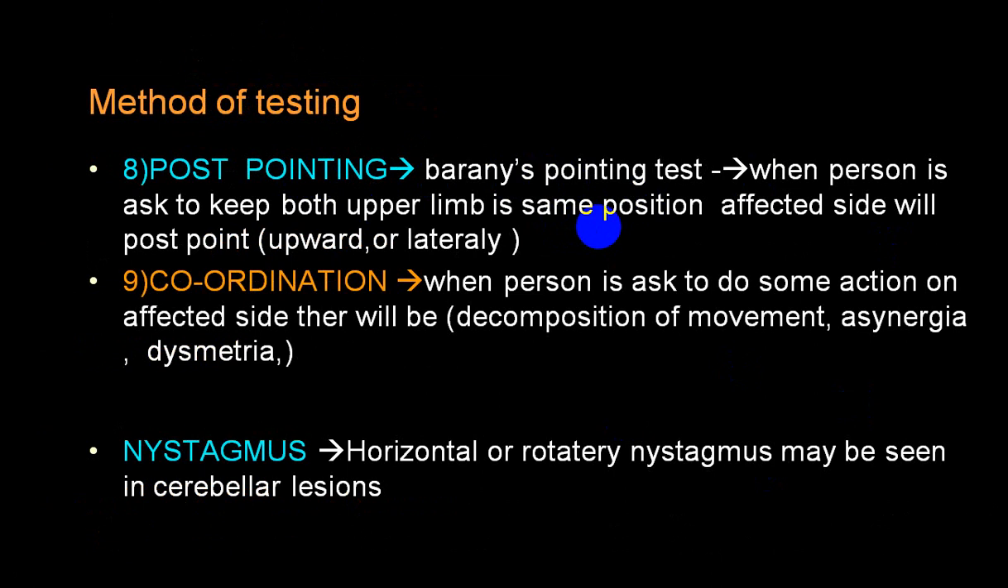In past pointing, when you ask the person to keep both upper limbs in an identical position, one limb will have past pointing, and that is also given a name, Barany's past pointing. And we have already told you that while doing some action, there may be decomposition of movement, there may be asynergia, and you can have a dysmetria, means person cannot judge the distance and direction. As far as the eye movement is concerned, you can have a horizontal, rotatory or a vertical nystagmus, very commonly seen in cerebellar disorders.